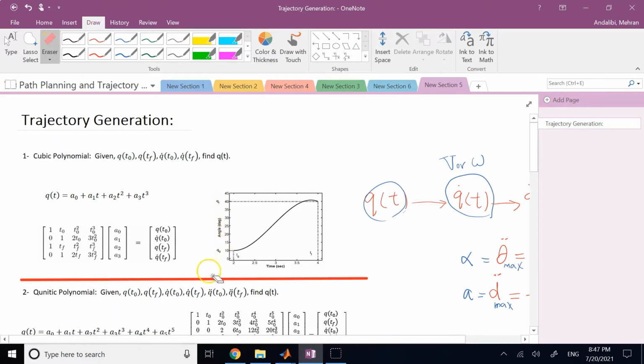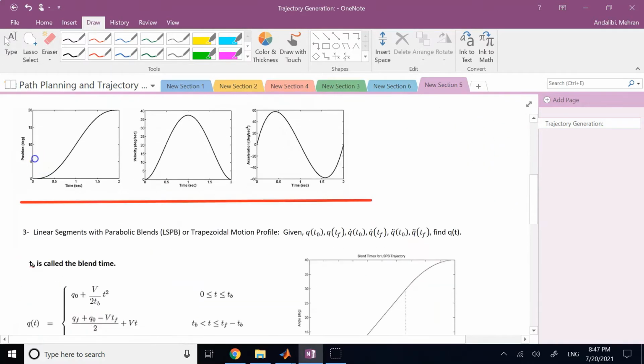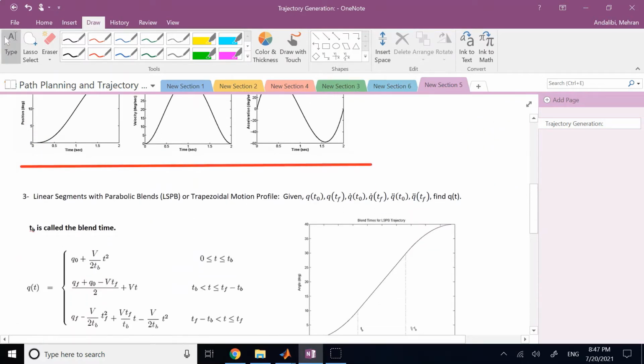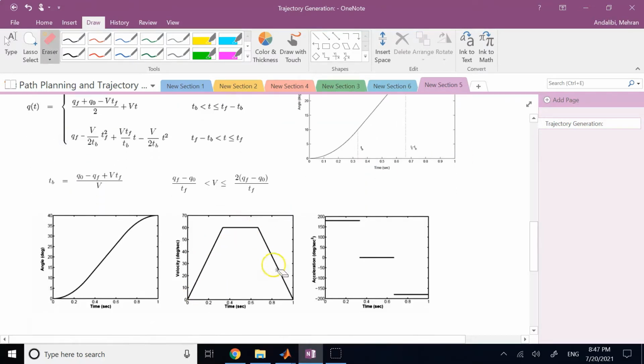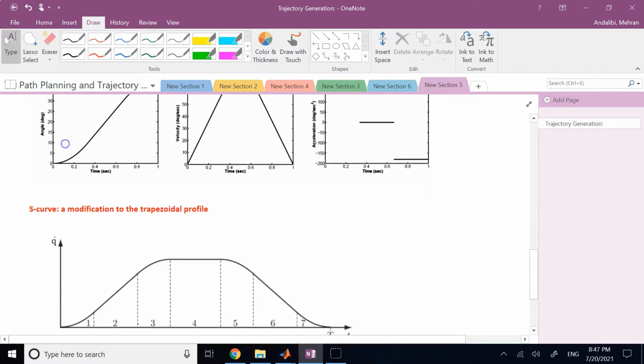Here we discussed two of them that are polynomial, cubic and quintic. And then there is one that is very common in robotics applications, the trapezoidal motion profile, or you might also call it linear segment with parabolic blend. In terms of joint angle, it's parabola, line, parabola. In terms of velocity, it's a trapezoid. And then finally we look at the S curve, which is a trapezoidal, but it is smooth.